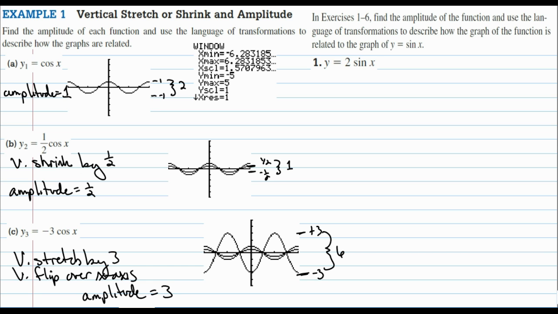Now, try problem number 1 says find the amplitude of the function and use language of transformations to describe how the graph of the function is related to the graph of y equals sine of x. Well, as you can see, this is a vertical stretch by 2 because we're multiplying the outside of the function by 2, which means instead of the range going from -1 to 1 on this sine function, the range is going to go from -2 to +2, which is a span of 4 units. So the height of the wave is going to be 4 units. Half the height of that wave, or the amplitude, is going to be 2.